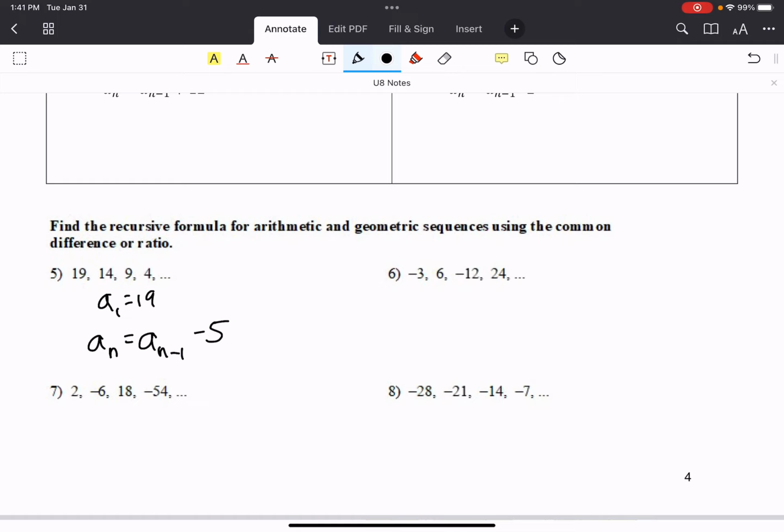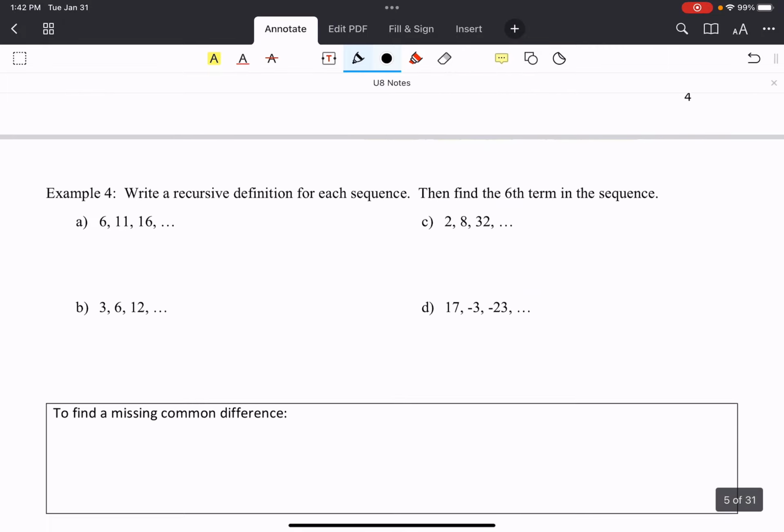This one is a good one to show you the example of the common ratio being negative. Do you see how that's the only way for it to switch from negative to positive, right? So this one would be a sub 1 is negative 3. A sub n is the previous term times negative 2. Good?